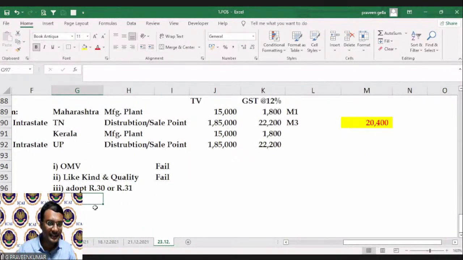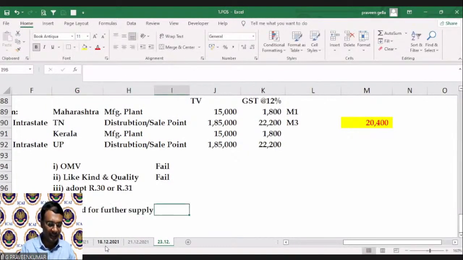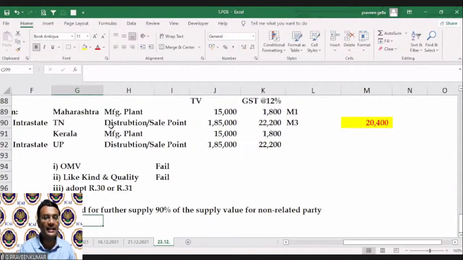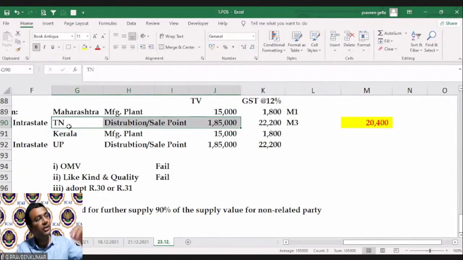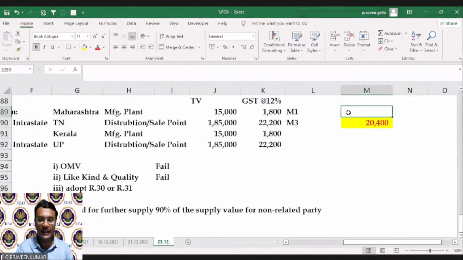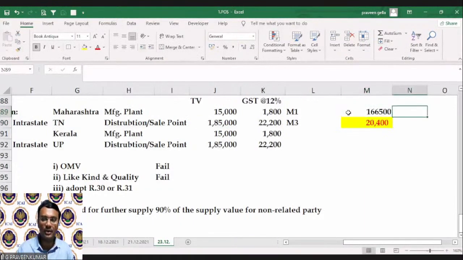Now, if either of these is not available, then they say in case the goods are intended for further supply, then 90% of the supply value for a non-related party. That means, since the sale is happening from Tamil Nadu, they say if the sale from Tamil Nadu is to a non-related party, whatever is the supply value, take 90% of that. So here, technically, 90% of this 1,85,000 shall be considered as the transaction value. On that, 12% should be the tax.